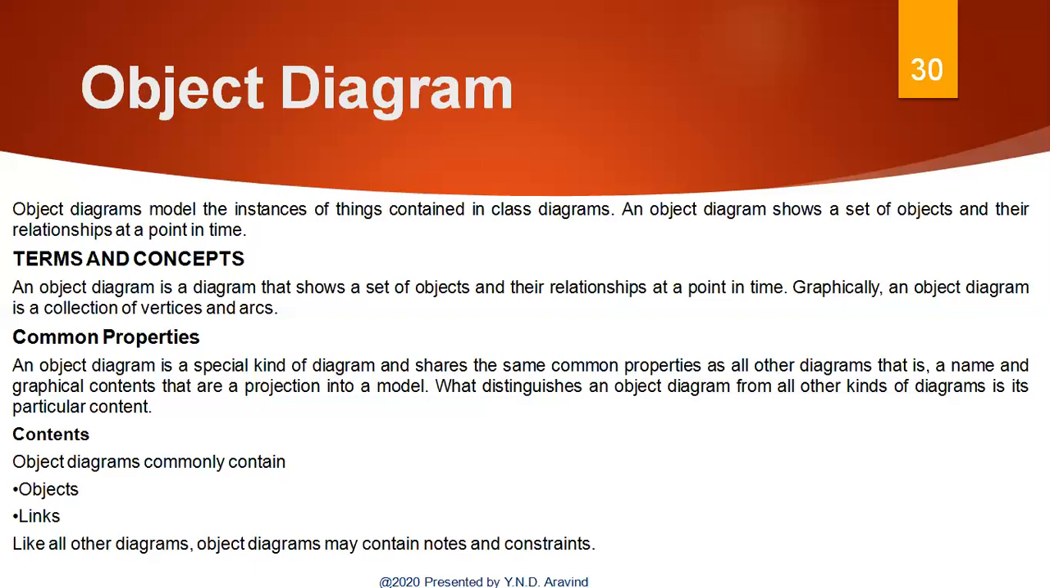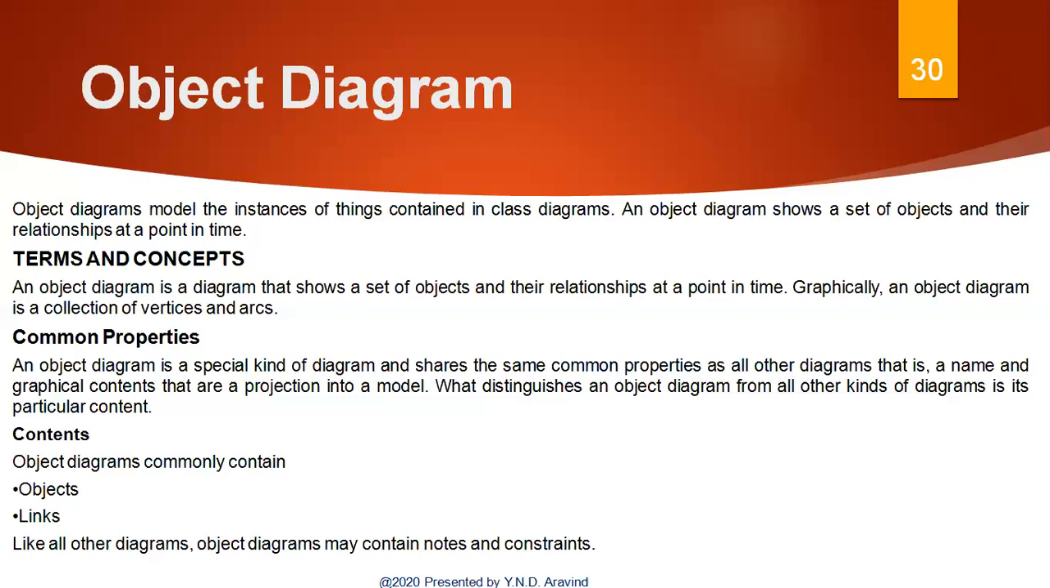Here object diagrams are not only important for visualizing, specifying and documenting structural models, but also for constructing the static aspects of the system through forward and reverse engineering. Coming to the terms and concepts, an object diagram is a diagram that shows a set of objects and their relationships at a point in time.